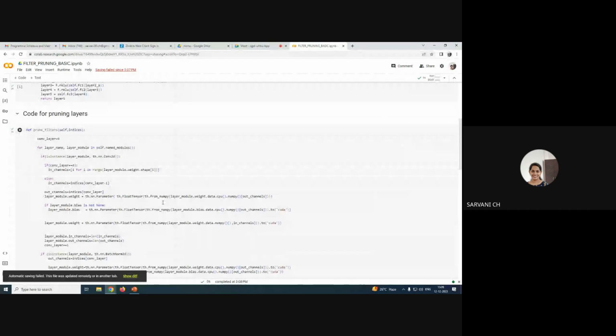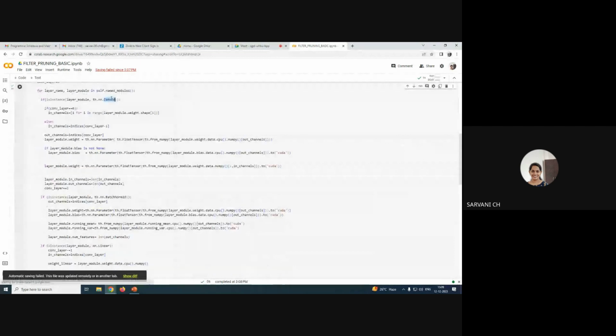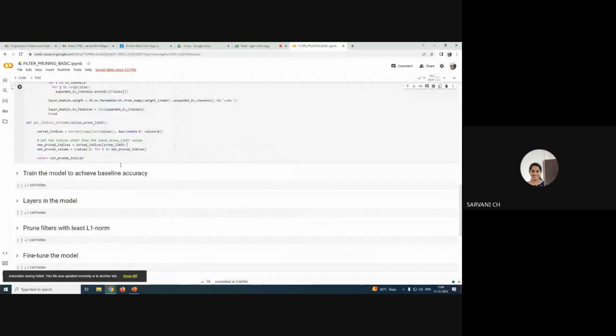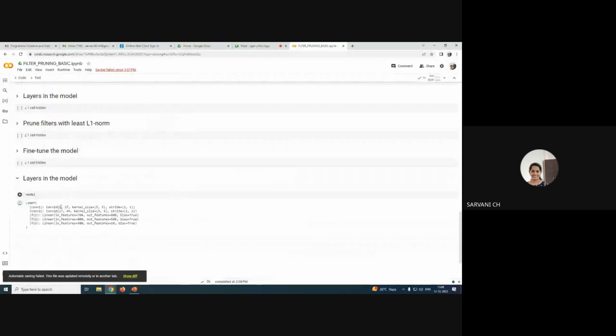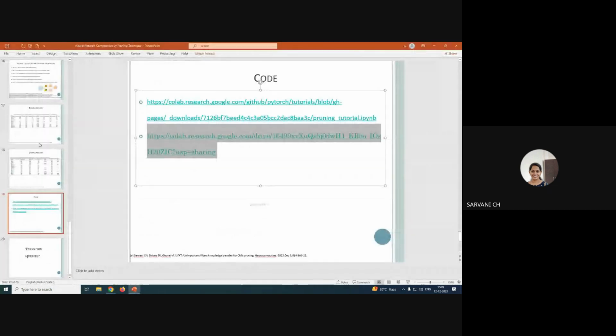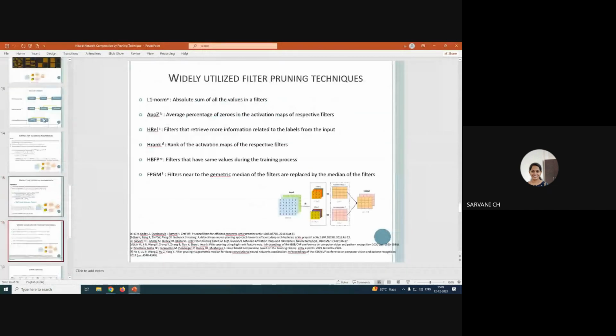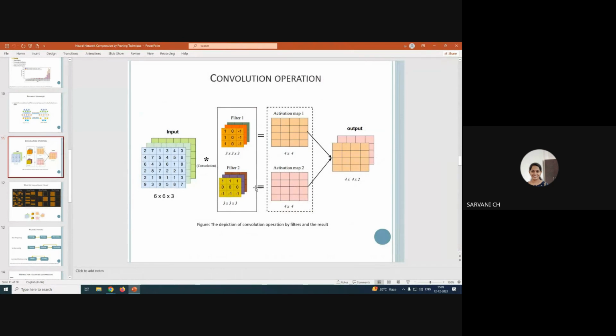If you see here, starting with the convolutional layers. What are the things mainly you need to prune? If you see the architecture, you do not modify the kernel size. Whenever we prune the filters, if you see from the image, what is modified is mainly the depth.